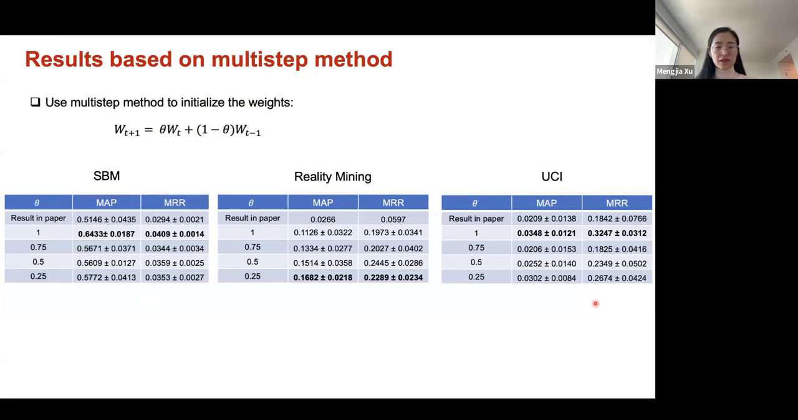We find the multi-step method gets better results, but not for the stable benchmark, the SBM. In the previous slide, I showed this benchmark has a very smooth transition, so the multi-step method may not help much on this benchmark. But for others, like reality mining and the UCI benchmarks, they show highly dynamic behavior over time.